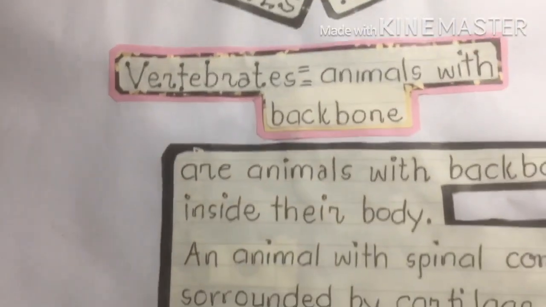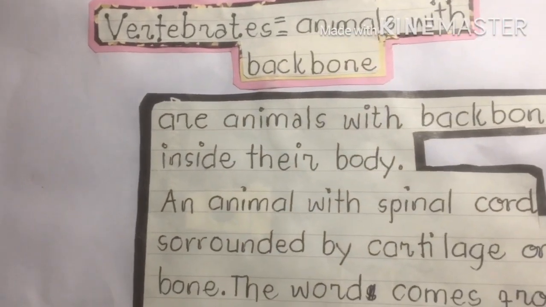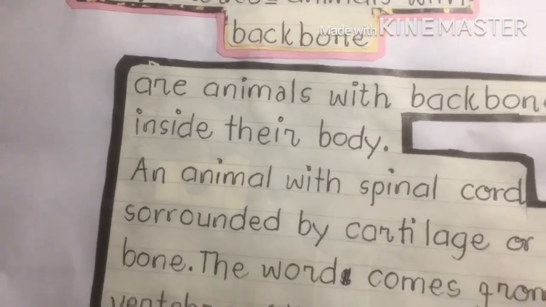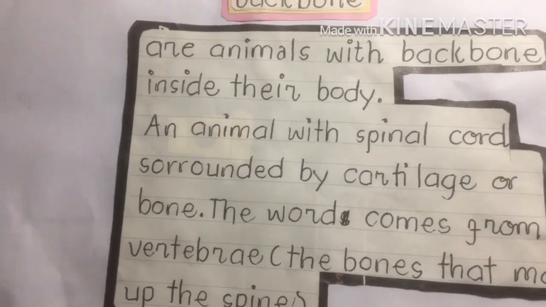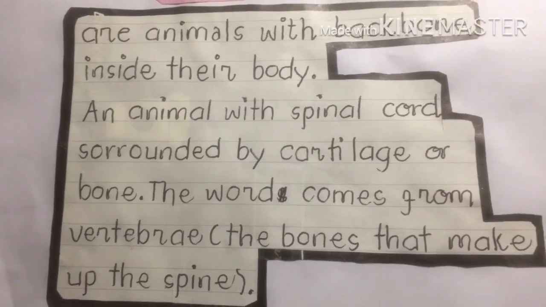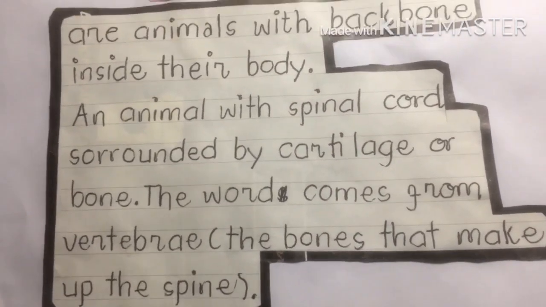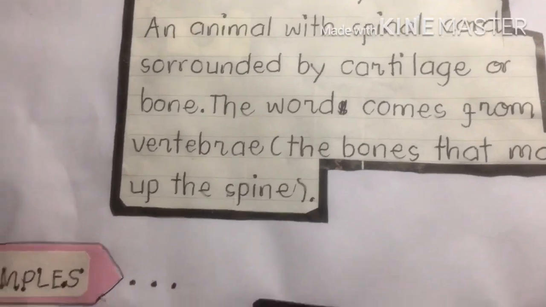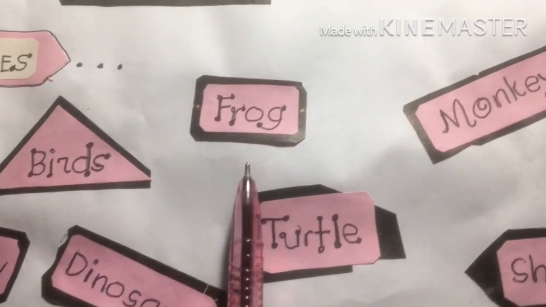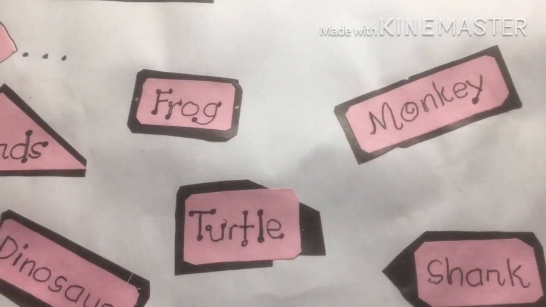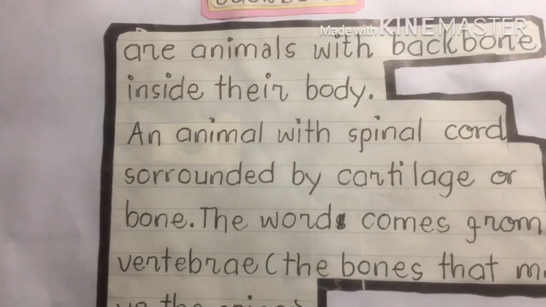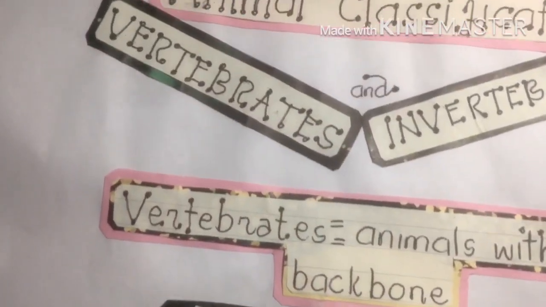Whereas vertebrates, my dear viewers, keywords: animals with a backbone inside their body. Remember, this particular animal has a spinal cord surrounded by cartilage or bone. The word comes from vertebrae, the bones that make up the spine. Examples of vertebrate animals are birds, stingray, dinosaur, turtle, frog, monkey, and shark. Hope you guys really understand our topic today about differentiating vertebrates and invertebrates.